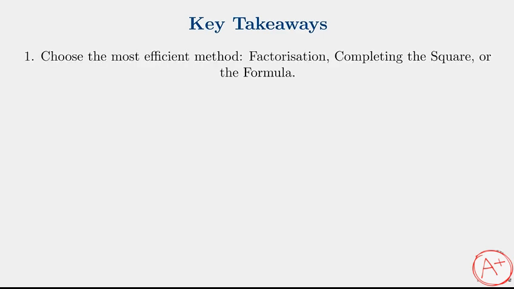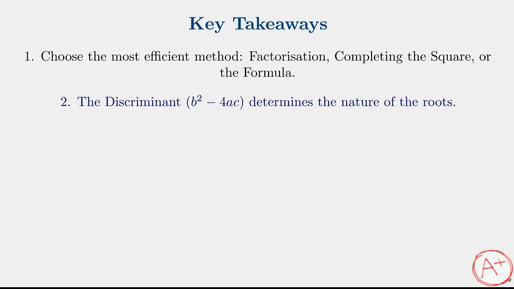To summarize our lesson on quadratic equations, first, always identify the best tool for the job. Use factorization for simple integers, completing the square to find vertices, and the quadratic formula for everything else. Second, remember that the discriminant is your diagnostic tool. It tells you if you have 2, 1, or 0 real roots before you even begin the full calculation.